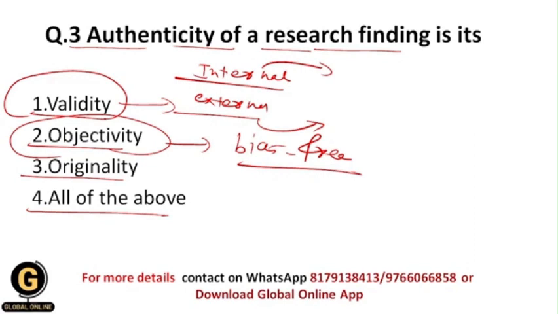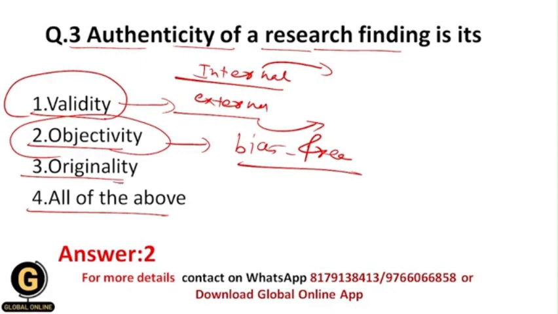Okay, and this is the authenticity of a research finding. Whenever you have objectivity in your research process, then ultimately you will include validity in it, and that's why validity is the concept which is under the concept of objectivity. That's why the authenticity of a research finding is its objectivity, and that's why the correct answer to this question is 2.